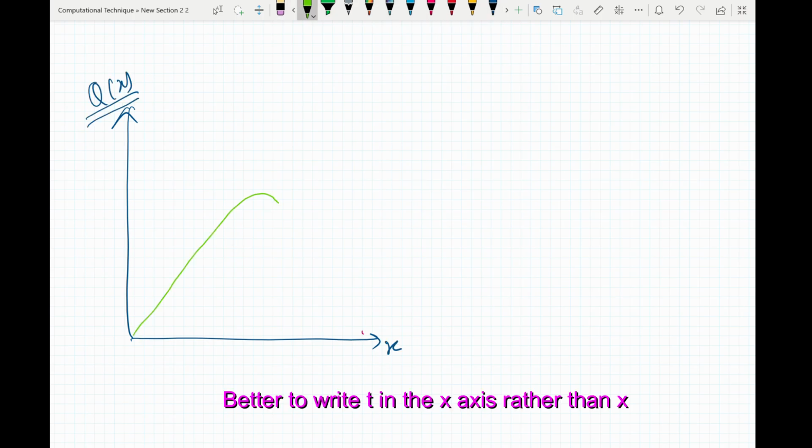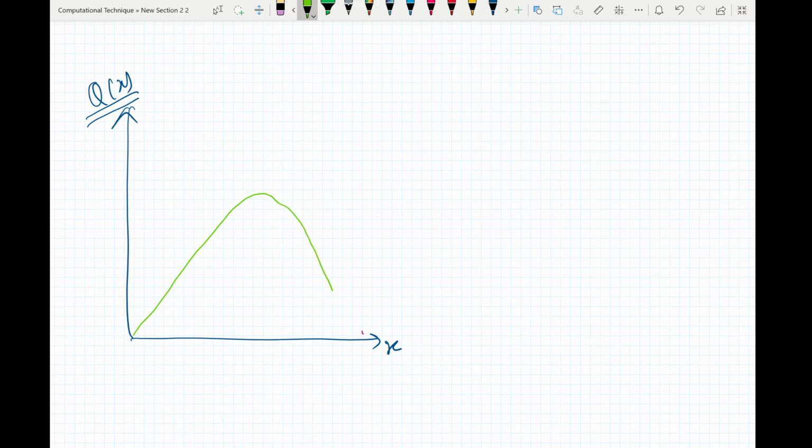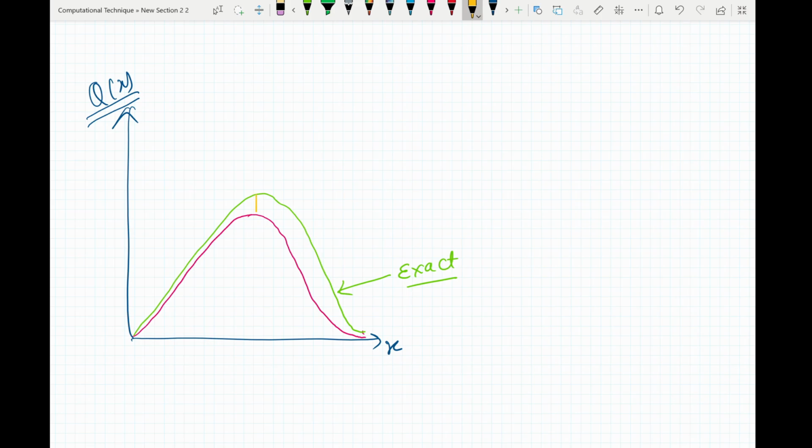And let's say you obtain a solution of a problem. Let's say this is the exact solution that you were after. You may get a solution something like this. Now you can see that there's difference in the amplitude. This is your numerical solution.